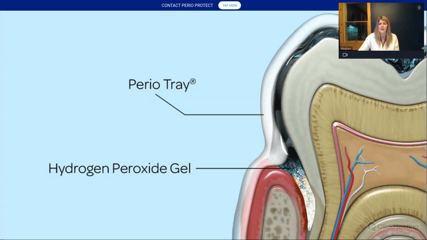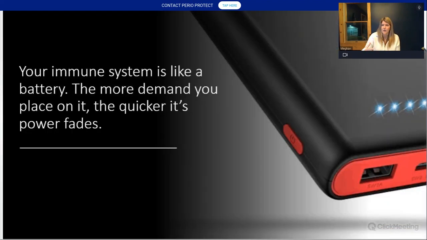And just as Dr. Rowling said, we need to take time out of our appointments, just 1 or 2 minutes, and help patients to understand that their immune systems are truly like a battery. Therefore, the more chronic, low-grade infections we place on our immune systems, the quicker we're going to see that battery fade.